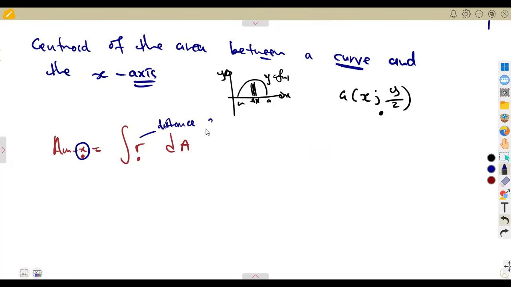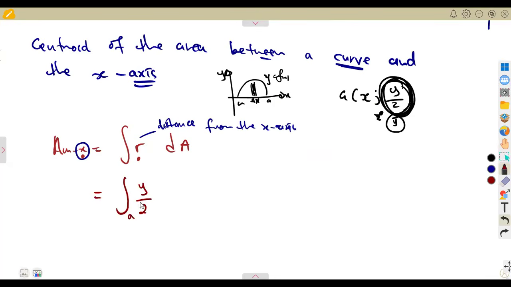So the distance from the x-axis is not going to be taken the way that we know it, where the distance from the x-axis is y. No. This is our x bar, this is y bar. Y bar is represented by y over 2. So this is going to be taken as the integral of y over 2. Remember, our limits are from a to b for the area with respect to x.